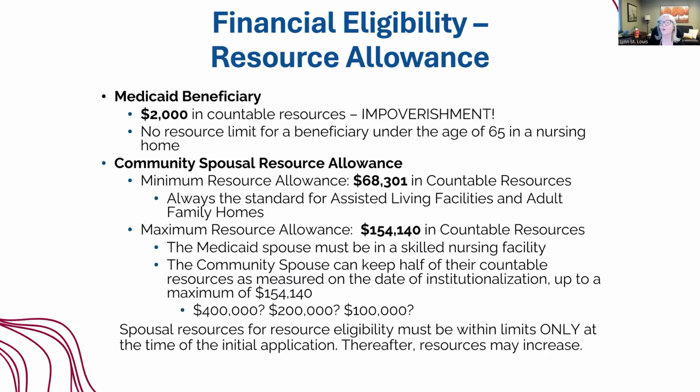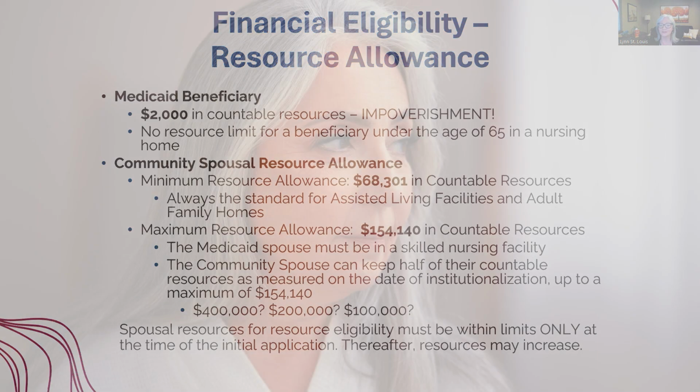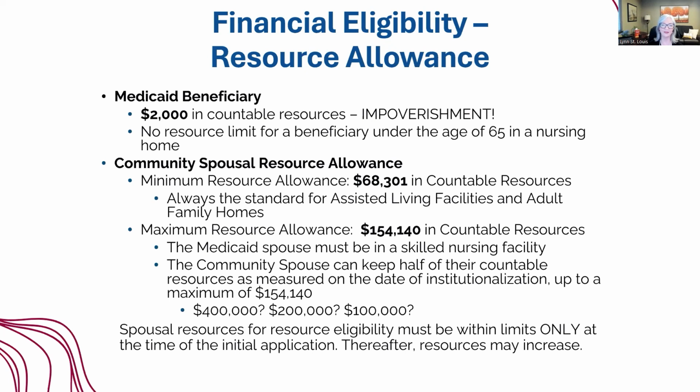So when it comes to the more difficult financial eligibility tests, that's the resource allowance. And for Medicaid for single people, it is an impoverishment standard. It is $2,000. That's all the Medicaid client can have if they're single and they are going into care. There is a very quirky exception to that rule. If they're under 65 and they're going into a skilled nursing home and they haven't been on Medicare, there's no resource limit. At 65, the resource limit comes into play at $2,000.